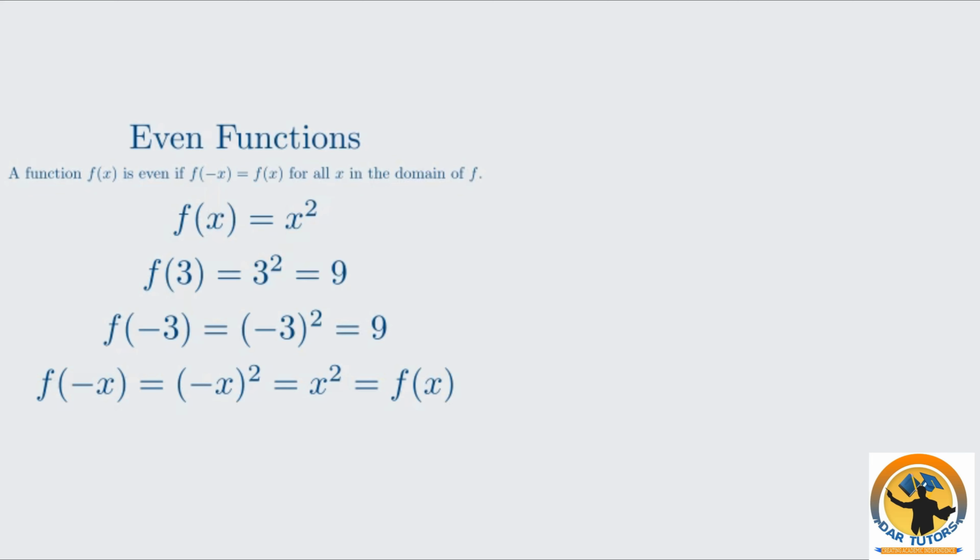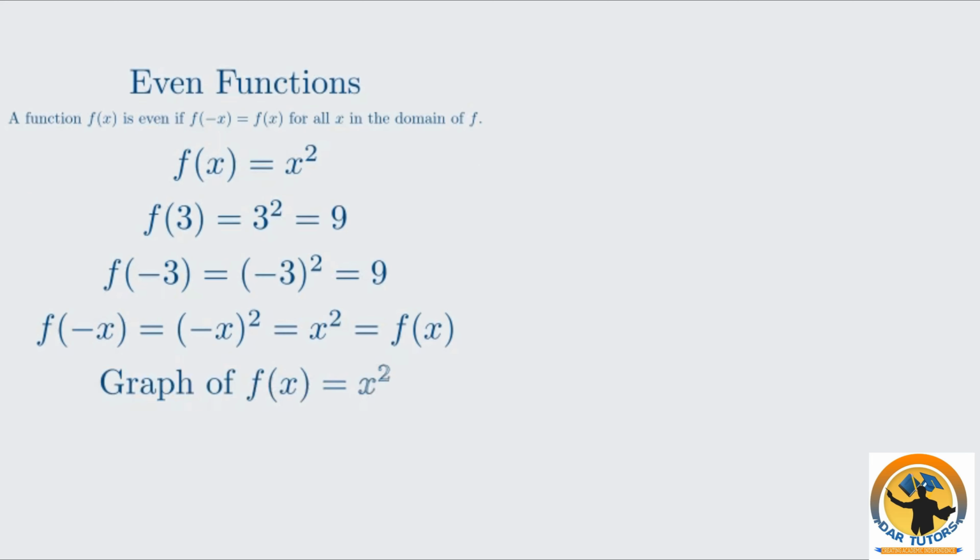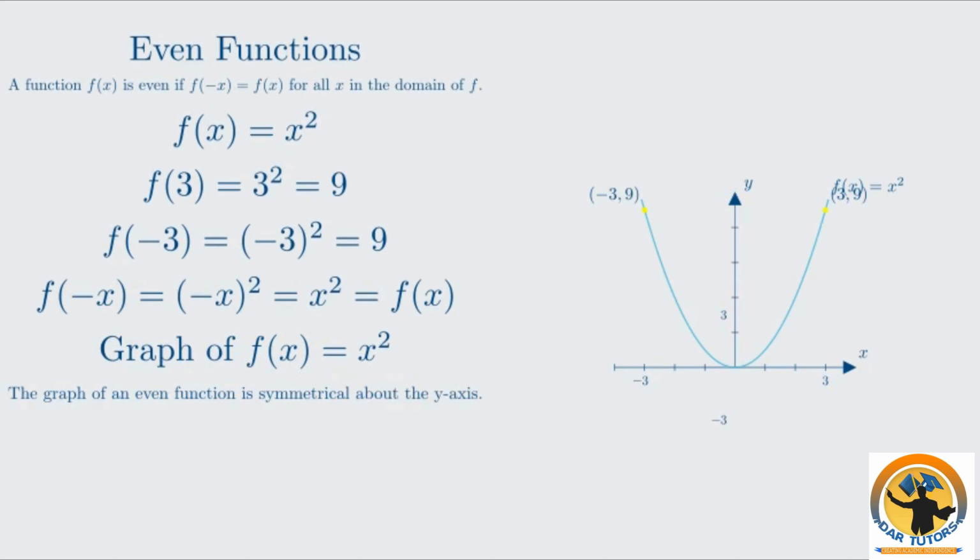Graphically, even functions have a very distinct property. The graph of an even function is symmetrical about the y-axis. This means if you fold the graph along the y-axis, the two halves would perfectly overlap. For f(x) = x squared, you can see this symmetry clearly.